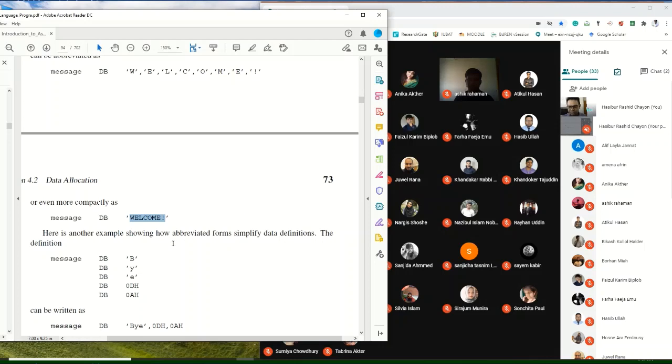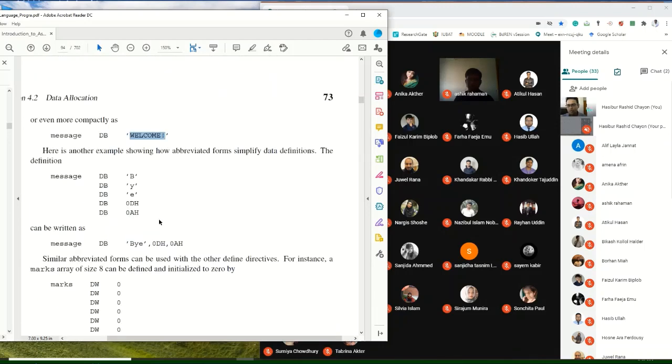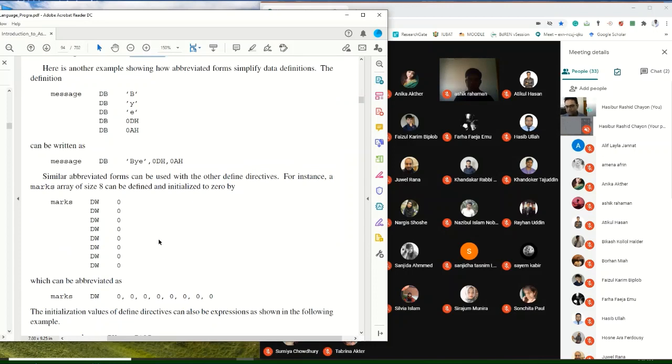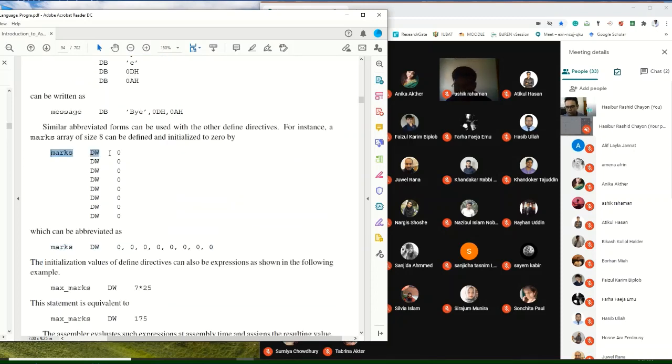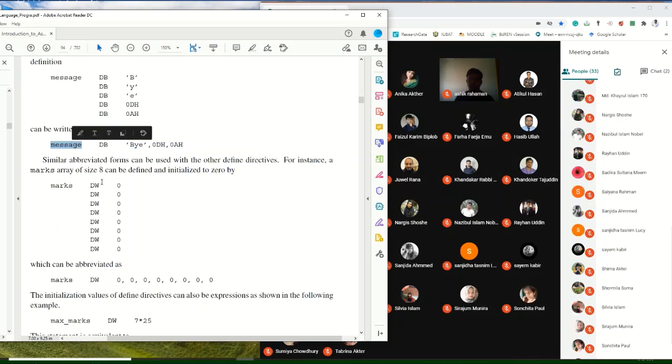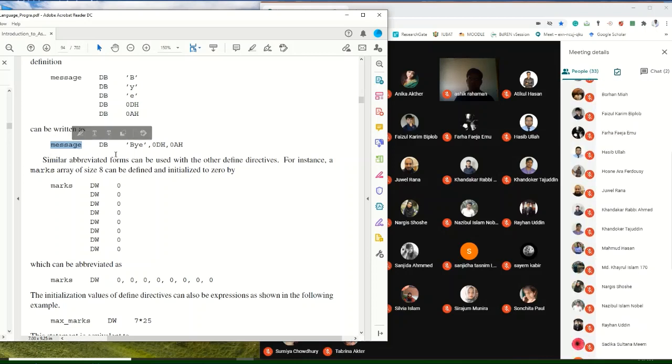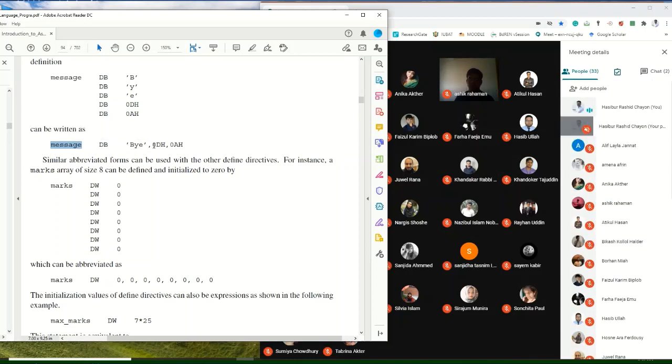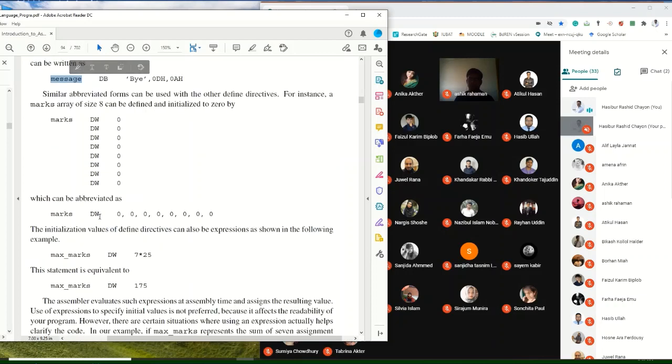Okay, so that is called multiple definition. We can define our multiple definition this way. We can also write in this way, or in that way. By the way, we also can write in that way also. That means quotation sign in between is the value. If you write comma, that means 0D is another value and 0A is another value of message. Okay, that means now the value of message is BYE, then 0D and 0A. So that is the value of message. Okay, so that is called the multiple definition.